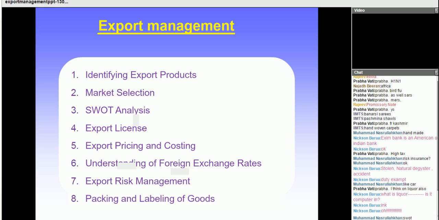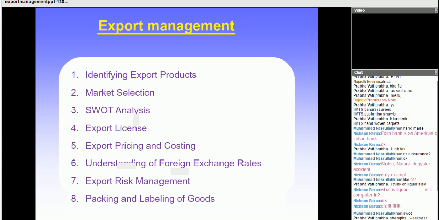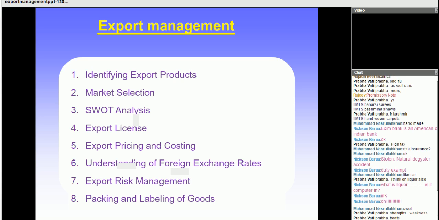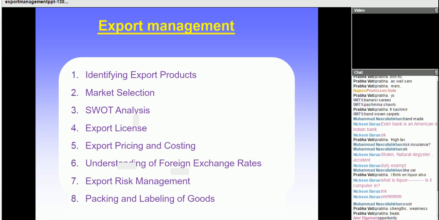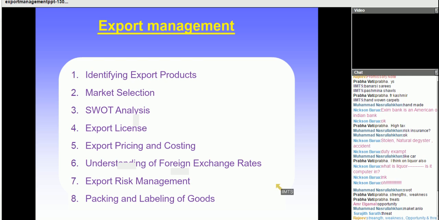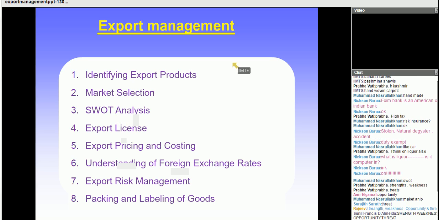Yes, SWOT. Anyone knows what is SWOT? You might have done it in some of your classes. Anybody? SWOT? Yes, strength, weakness, opportunity and threat. That is SWOT. Yes, that's strength, weakness, opportunities and threat. So for every business, these things need to be assessed.